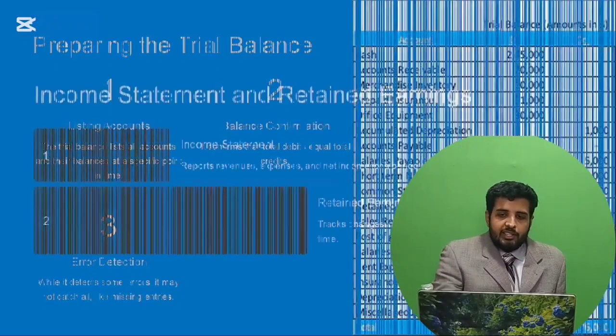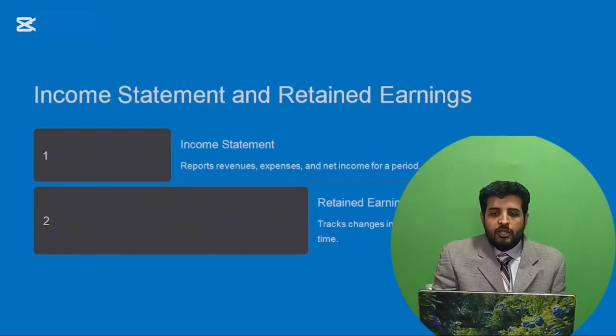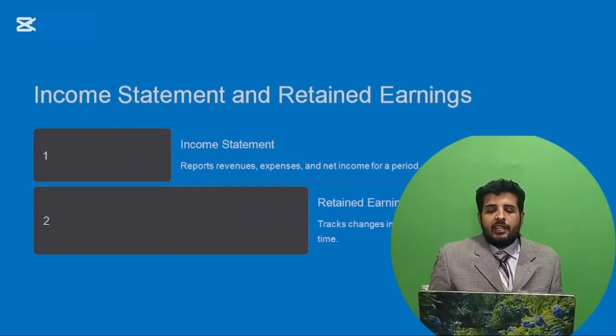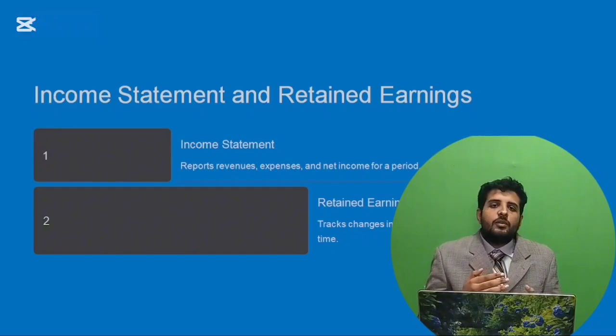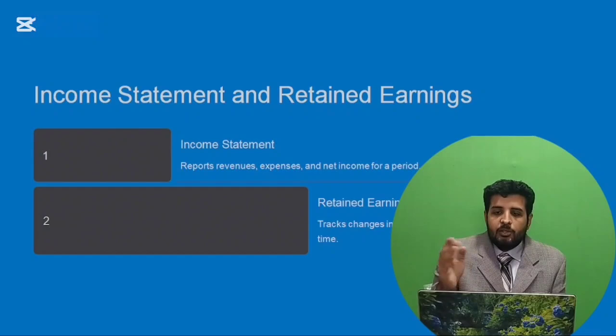So moving on to the next slide, which is about the income statement and retained earnings. The income statement, as we have discussed earlier, reports the revenues and the expenses of a business, and whether a particular business is in profit or in loss in a particular period of time. Then there come the retained earnings. The retained earnings we get after providing the dividends to all of the shareholders, and that will be added to the equity part of the balance sheet.